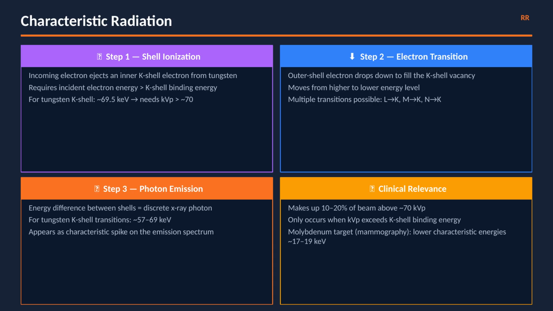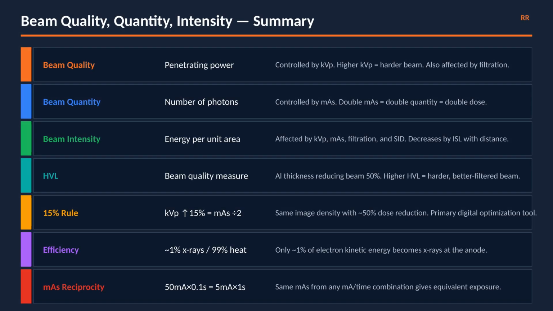For mammography units that use molybdenum or rhodium targets, the characteristic energies are much lower, around 17 to 20 keV, which is exactly the energy range needed for soft tissue breast imaging. The summary table on this slide organizes the beam properties you need for both the registry and clinical practice.